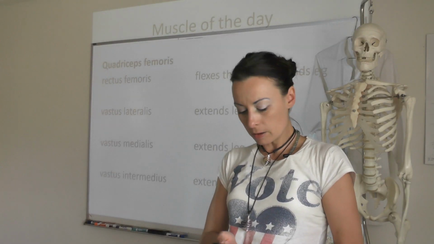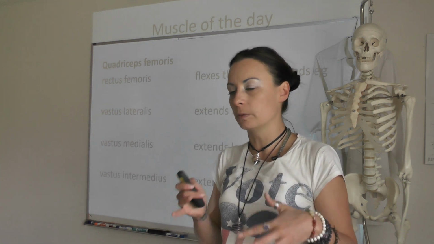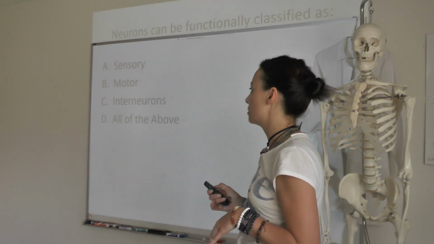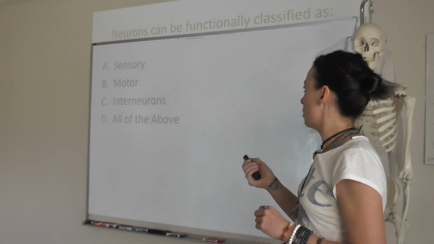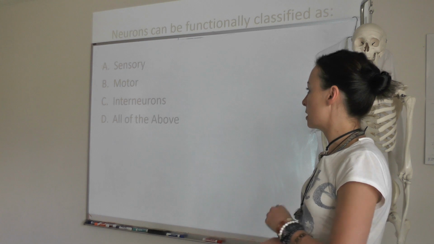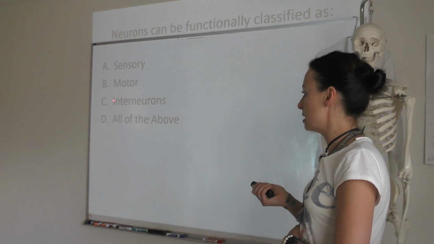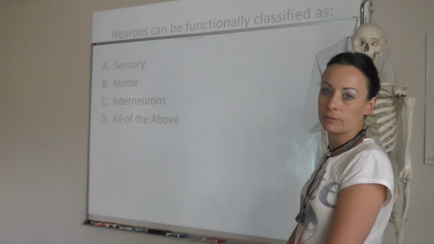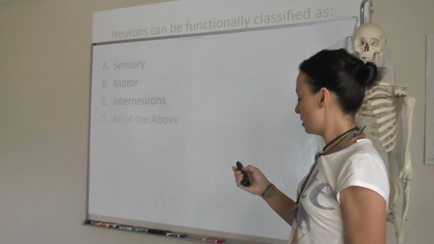All right, so I'm going to start out with a couple review questions for you, and then I want to review a couple other things that we touched on last class so that we can move forward and all be on the same page. Okay, so first, neurons can be functionally classified as A, sensory, B, motor, C, interneurons, D, all of the above. All right, the answer is all of the above.